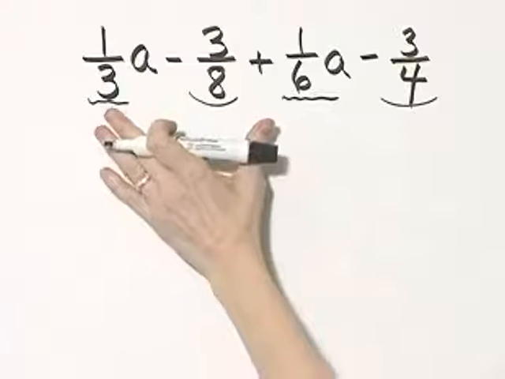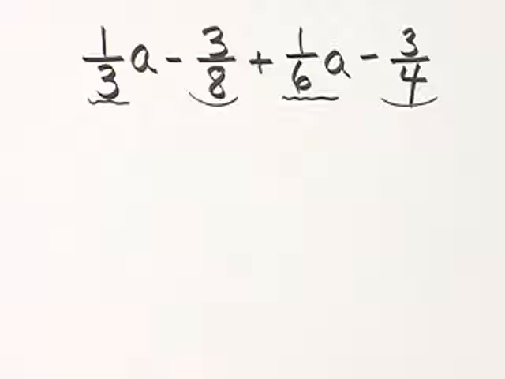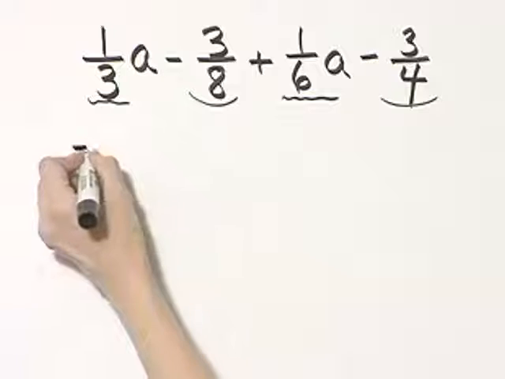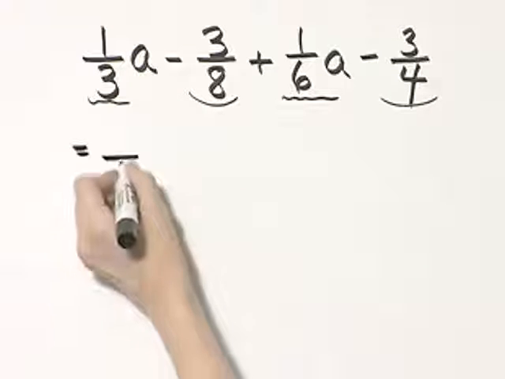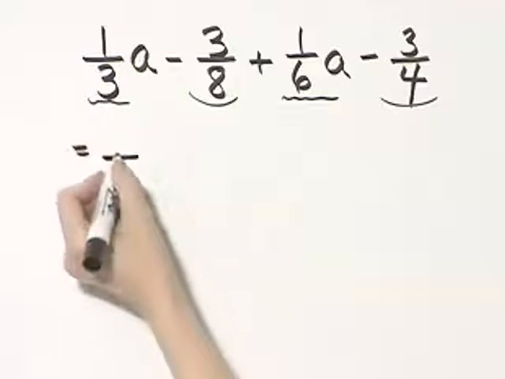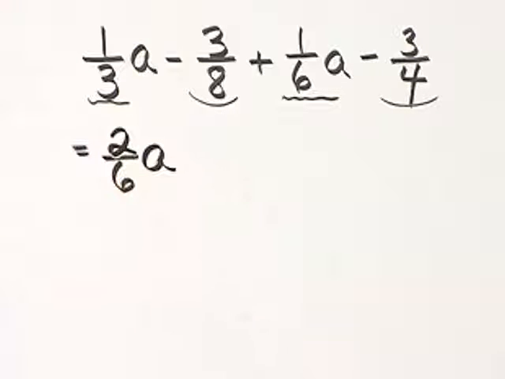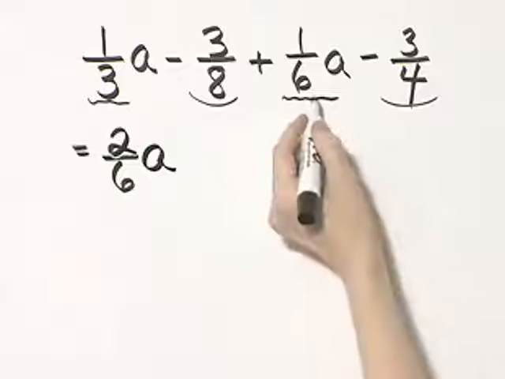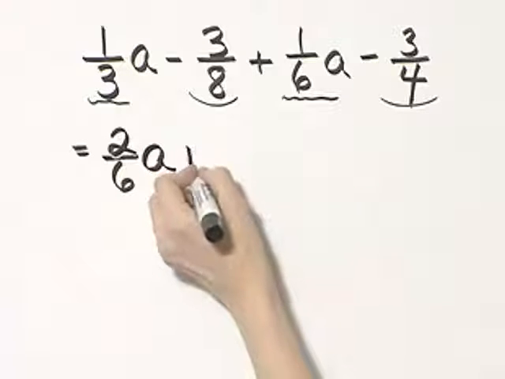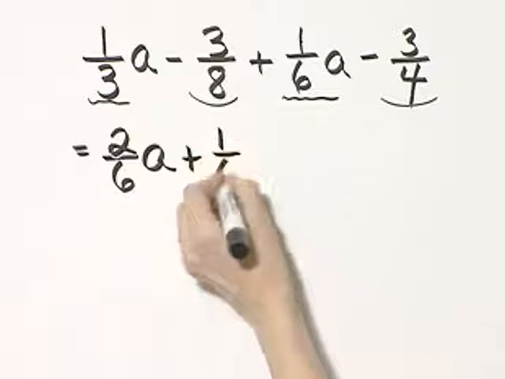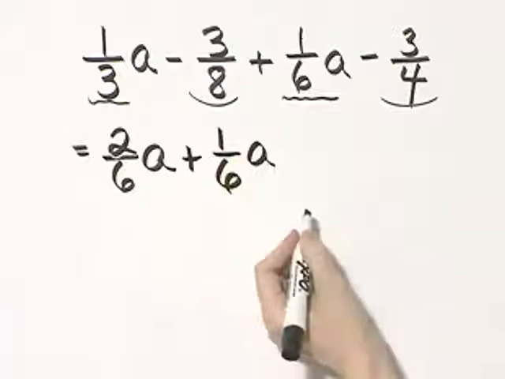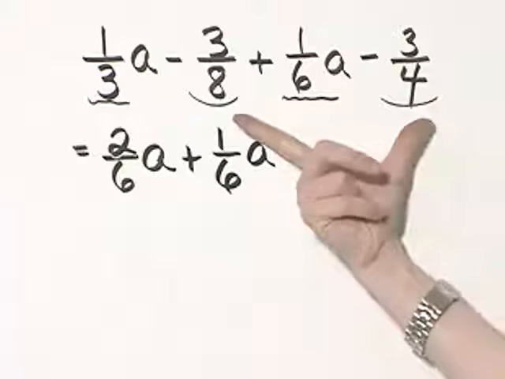So, for example, for 1/3 and 1/6, we'll use the least common denominator of 6. For 1/3, 3 times 2 is 6, and 1 times 2 is 2. So 1/3a is the same as 2/6a. Then I'll write this term next, plus 1/6a.